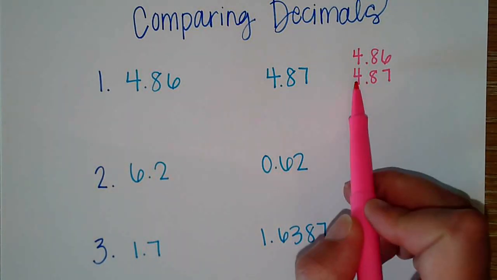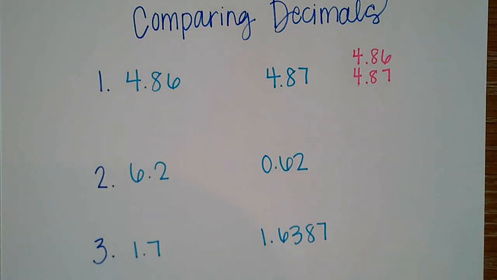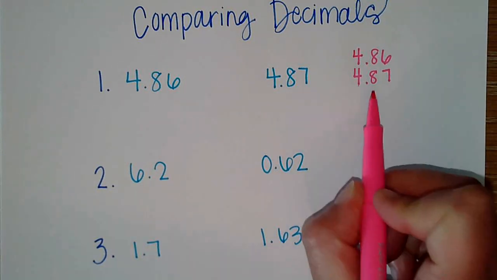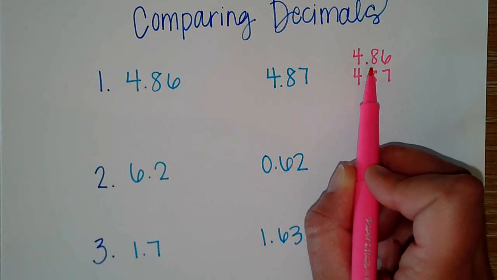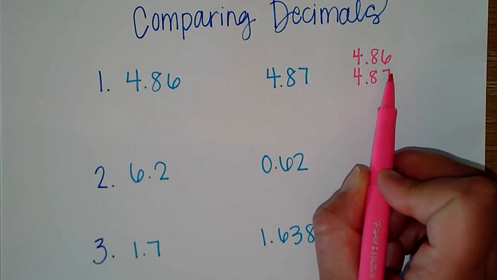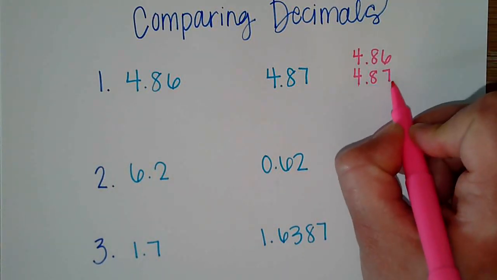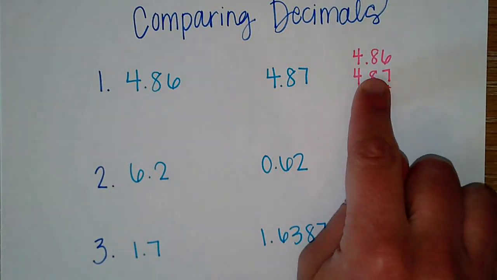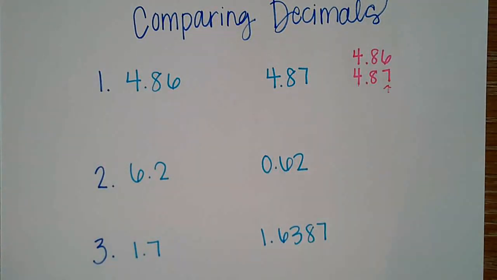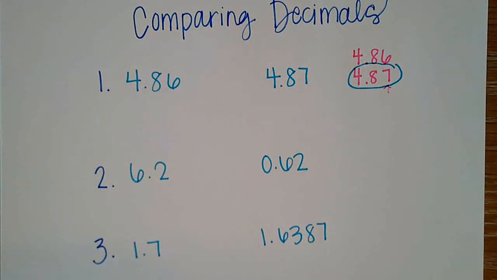I start all the way to the left. Here I have 4 and 4. Those are the same. Neither is greater, so we continue to the right. 8 and 8 are also the same. Now I have 6 and 7. 7 is larger than 6. And since everything else up until that 7 is the same, that means that this number here is the greatest.